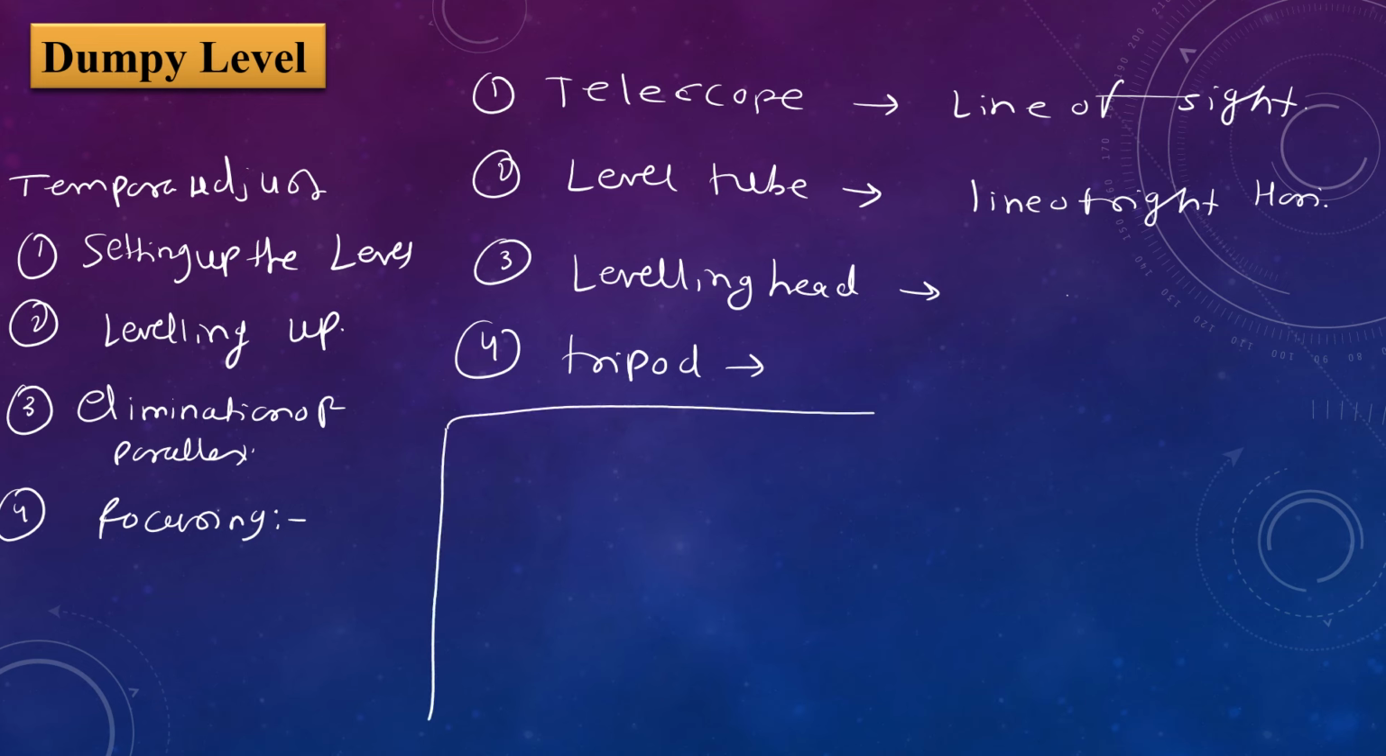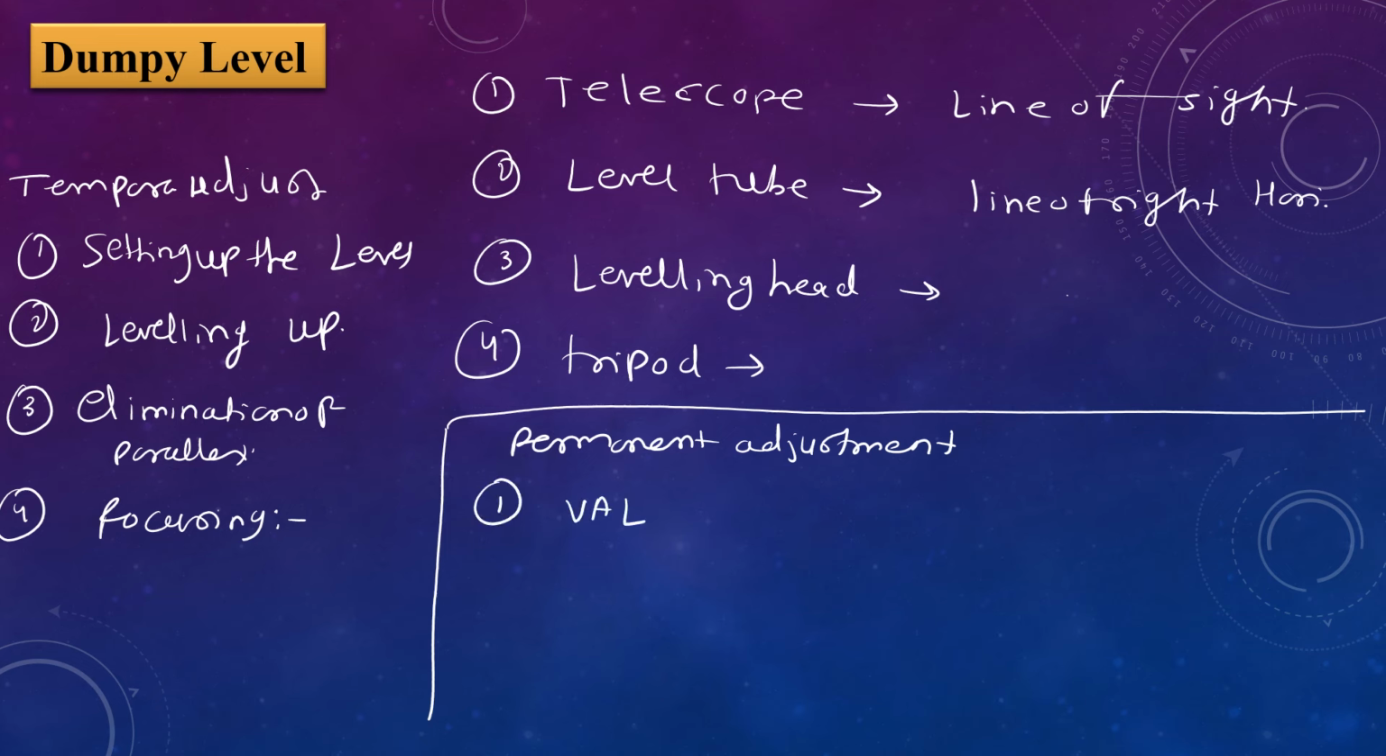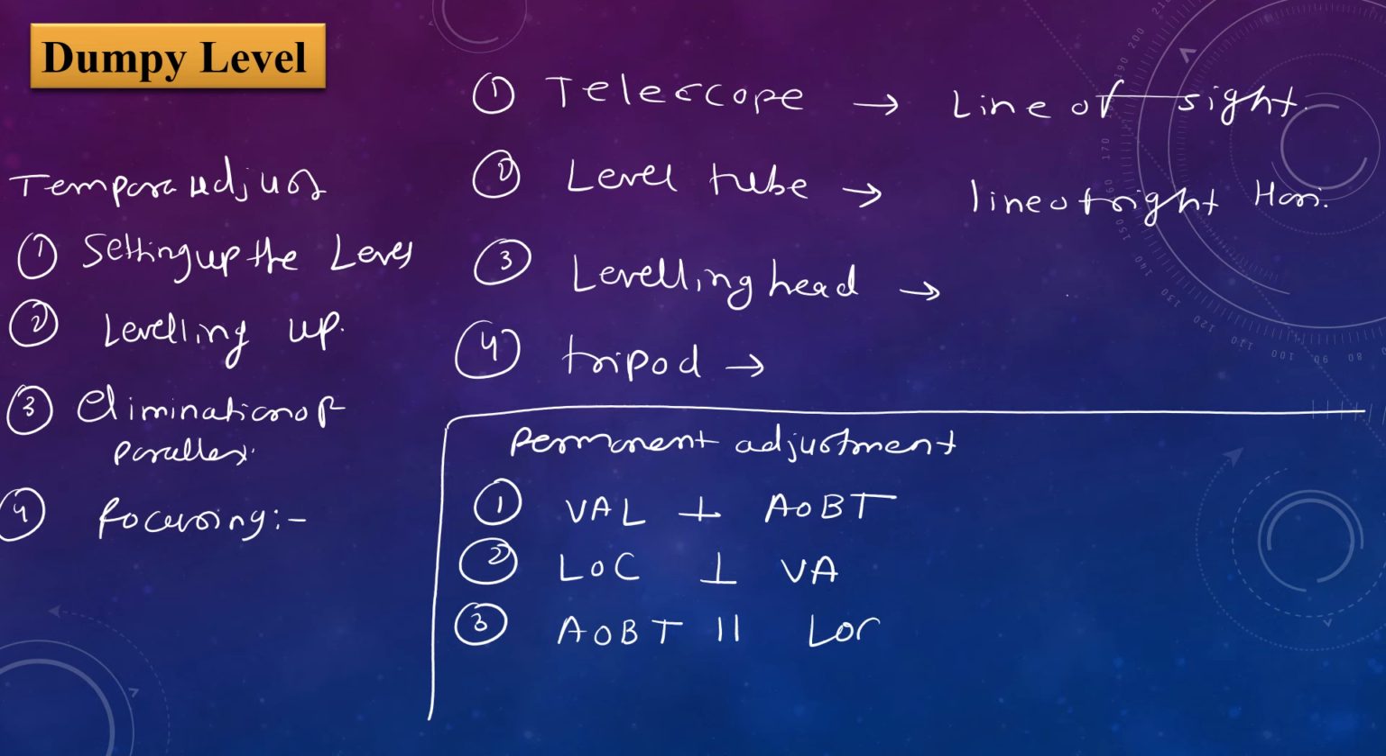Then permanent adjustments for this dumpy level. In the permanent adjustment, first one is vertical axis of level is perpendicular to axis of bubble tube. Then next is line of collimation is perpendicular to vertical axis. Then axis of bubble tube is parallel to line of collimation.